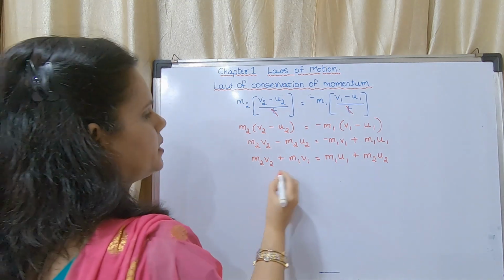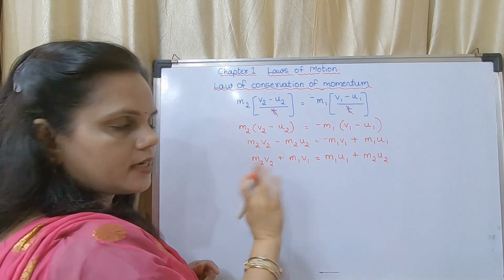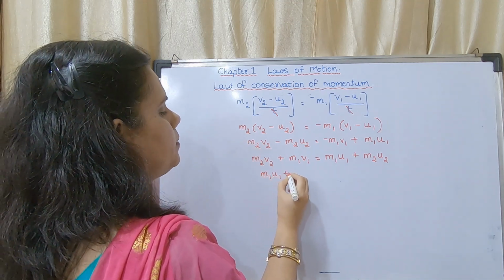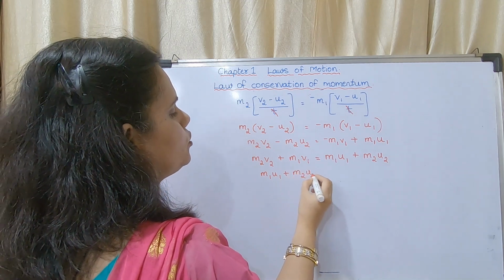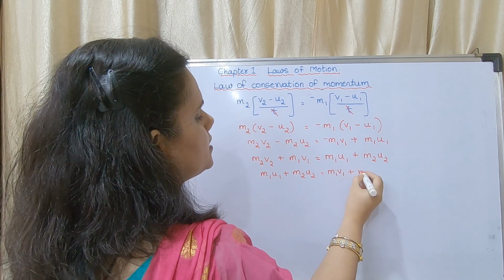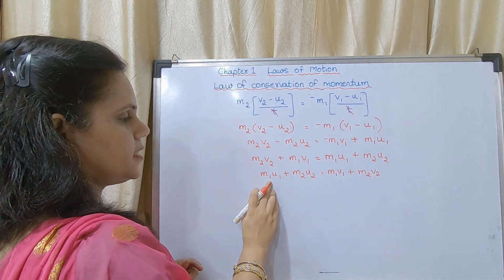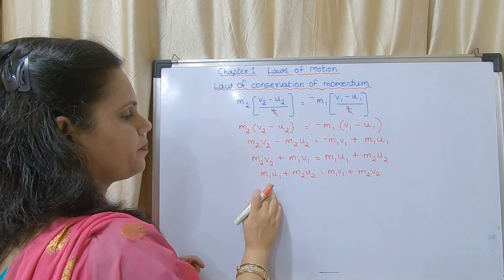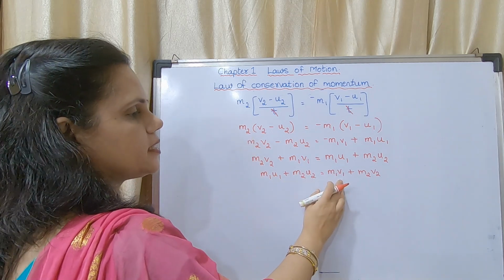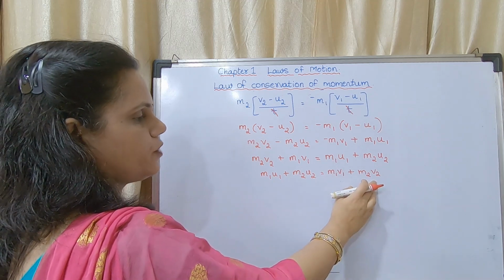Even if you stop here it doesn't matter, but putting this side and that side, m1 u1 plus m2 u2 is equal to m1 v1 plus m2 v2. Now what is this? This is the initial momentum of A. This is the initial momentum of B. This is the final momentum of A. This is the final momentum of B.